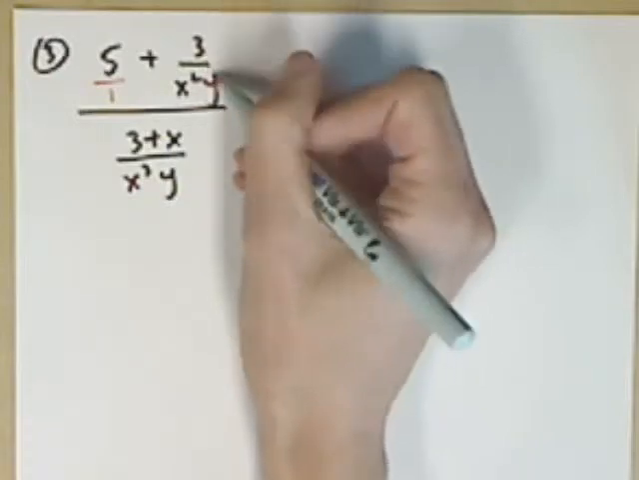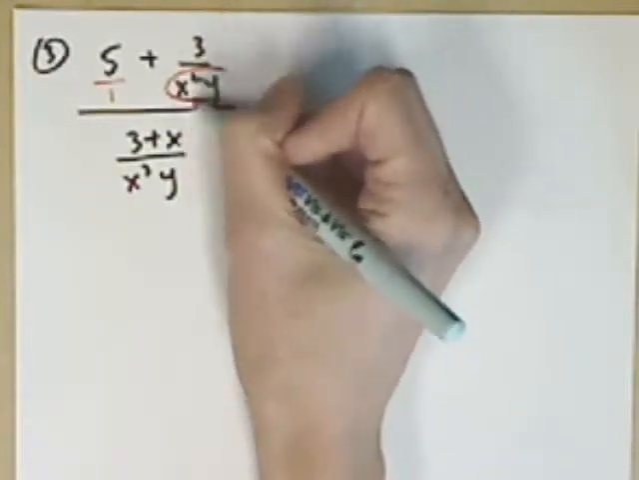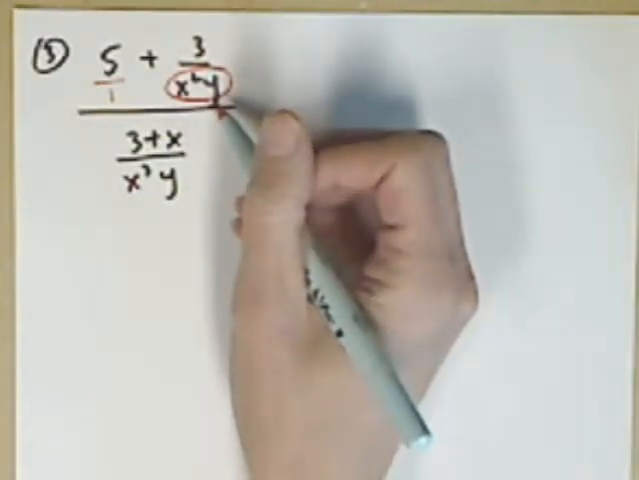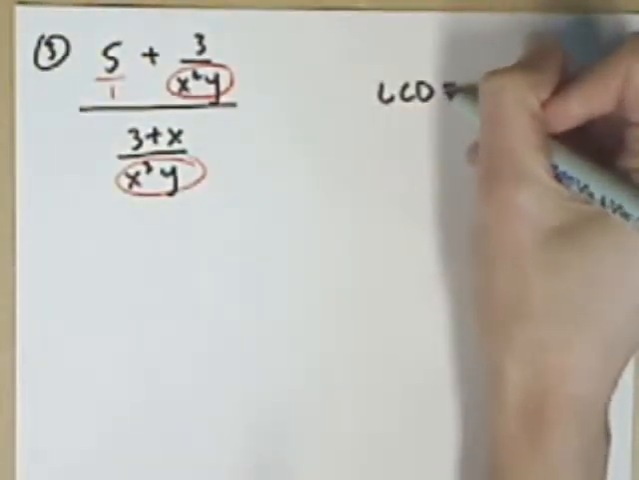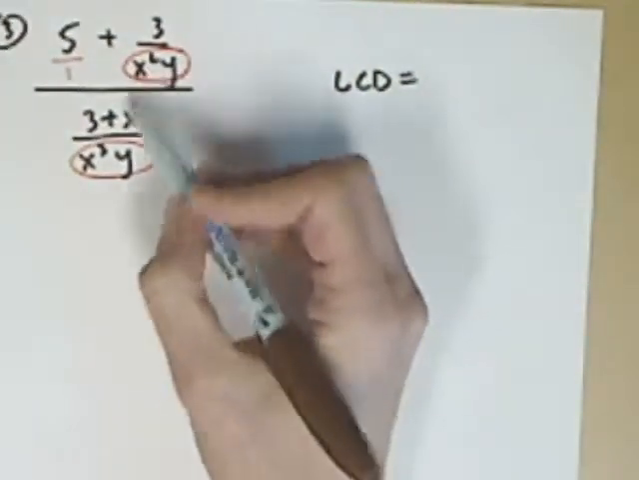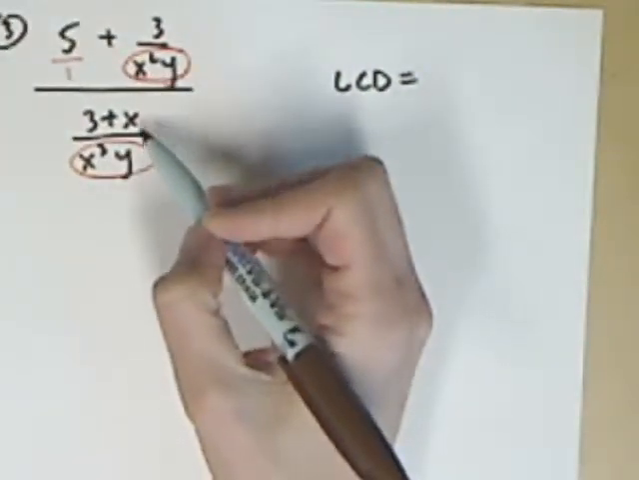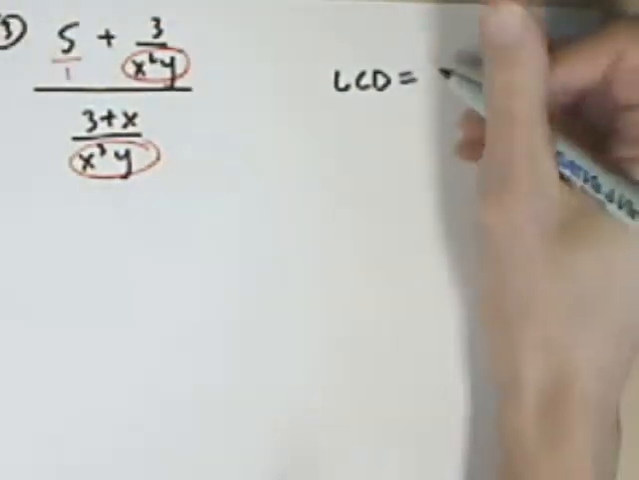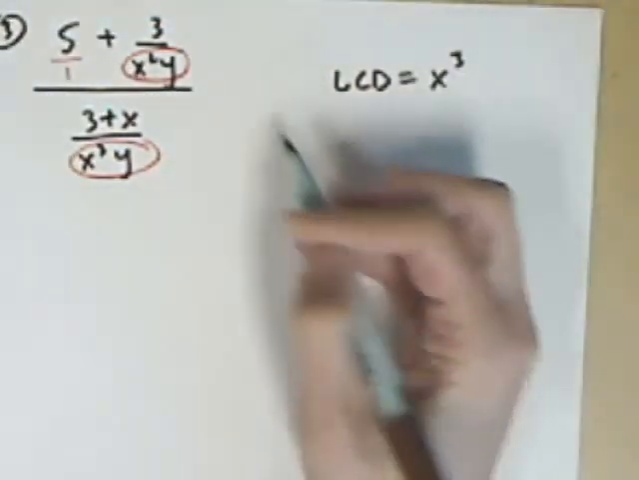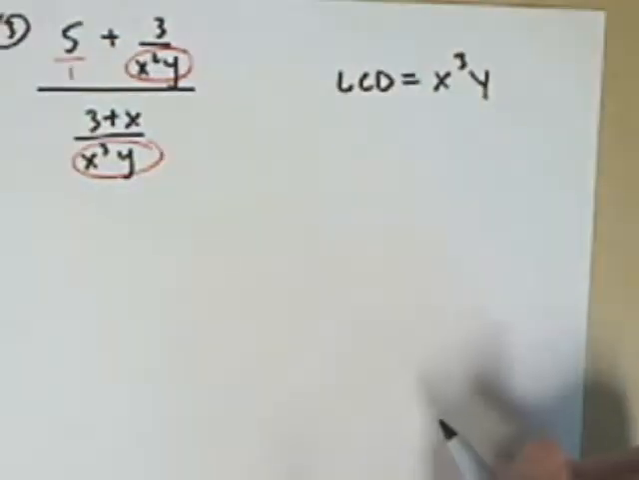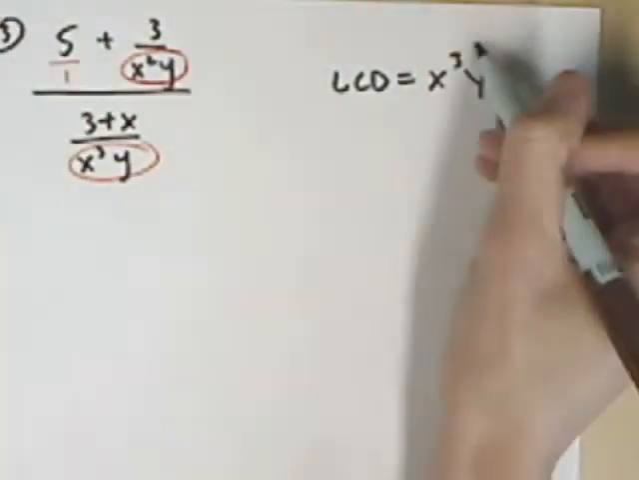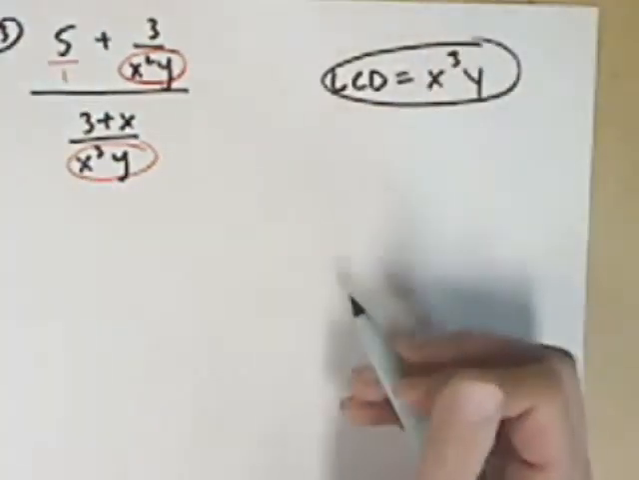So the denominators that I'm going to use to build my LCD are these two. I've got the x squared y and the x cubed y. My LCD then needs to have the largest power on each of those variables. So let's see, x squared needs an x cubed instead. So x cubed. Both of them have just a single y, so a single y will work for our LCD. So my LCD is x cubed y.